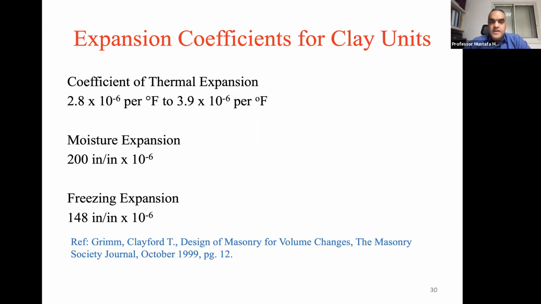Coefficient of thermal expansion, moisture expansion, freezing expansion. These things are important because we need to calculate expansion joints. We need to specify those. We need to show them on the drawings, also on elevations. That's the correct design. Otherwise, after some time, cracks will start in the masonry walls, and then people have to deal with it. They have to do the repairs. But if we design the expansion joints properly, the issues will be, of course, less.